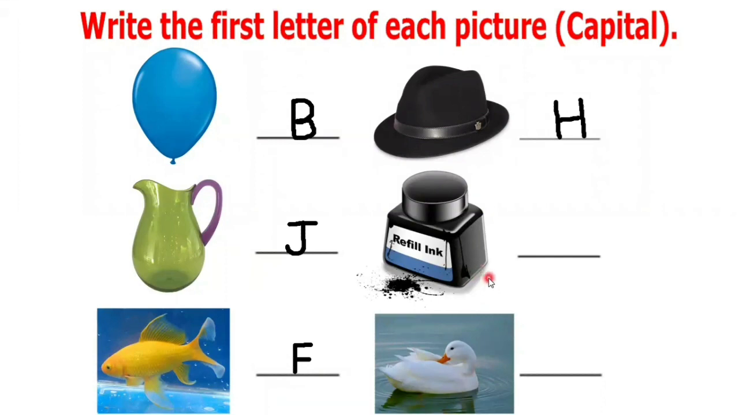Here the next picture is ink. You have to write the first letter of ink. For that you have to observe the first sound of ink. What is the first sound of ink? E. Which letter gives E sound? I. I letter gives E sound. So I for ink. So let's write I.